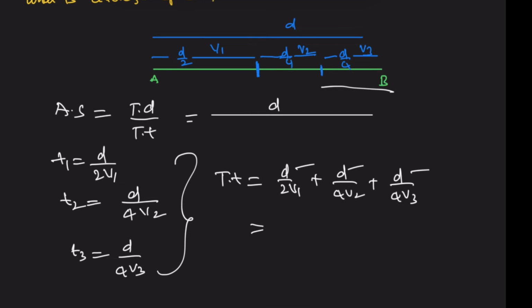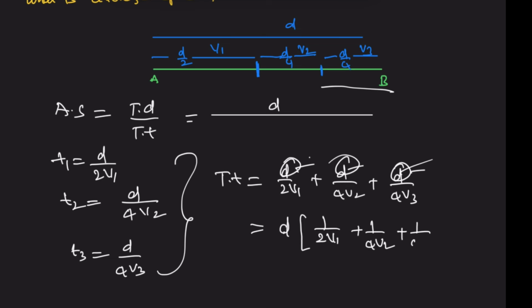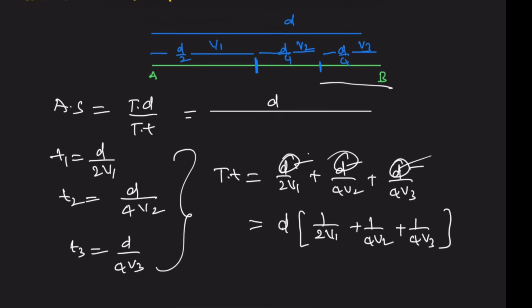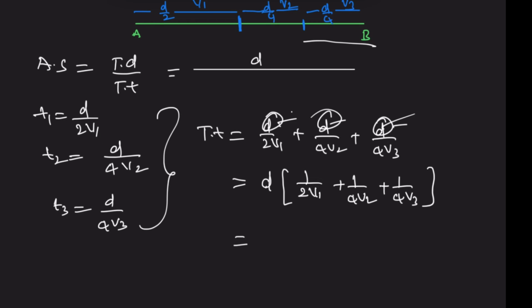See here, in all the terms D is common. Then we get 1 by 2V1, now D is common, so here we get 4V2, now D goes away from this term, then we get 4V3. See here, what is the LCM of these? First we take the numbers of these three denominators: 2, 4, 4. So the LCM of 2, 4, 4 is 4.